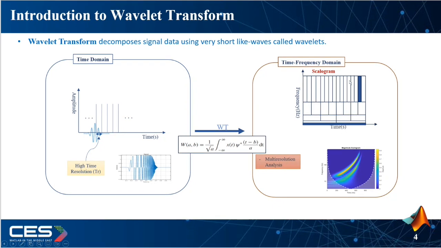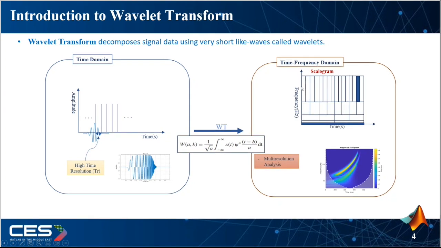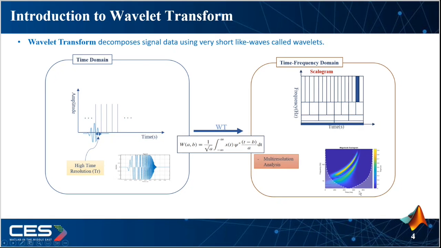So looking at this plot here, or at this image here, you can see that for the time at low frequencies, I have very low resolution. But this resolution is increasing, and it will be narrow, let's say, when we are looking at the high frequencies. And for the frequencies, it's very high for low frequencies. I'm talking here about the resolution. It's very high for low frequencies, but it gets lower when we move forward to the high frequencies. So this is an example of magnitude scalogram.